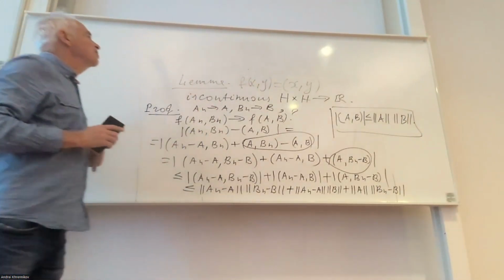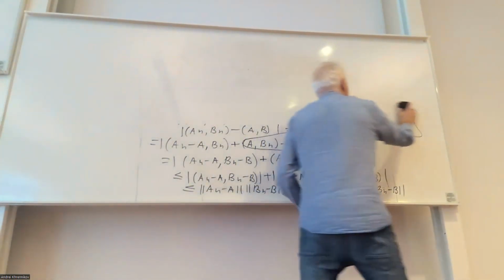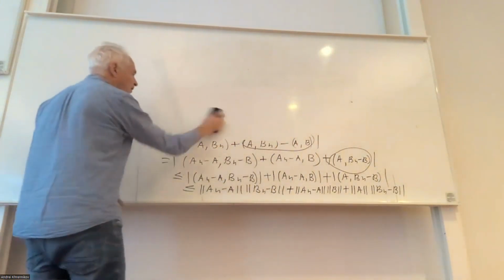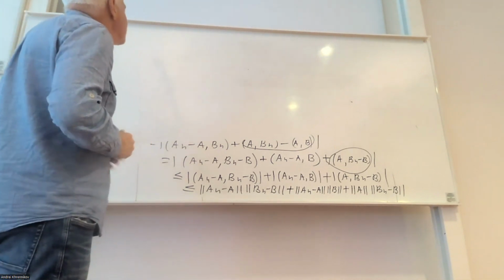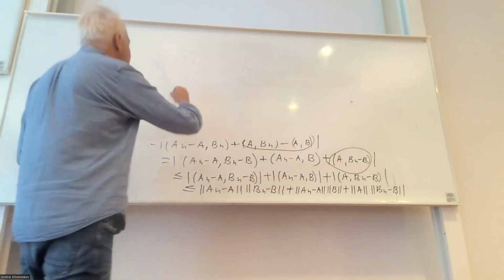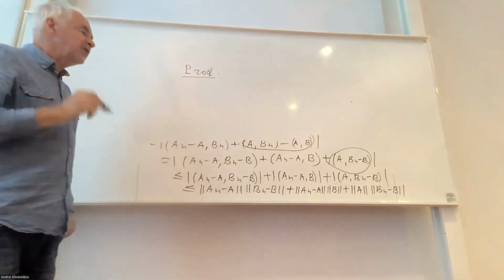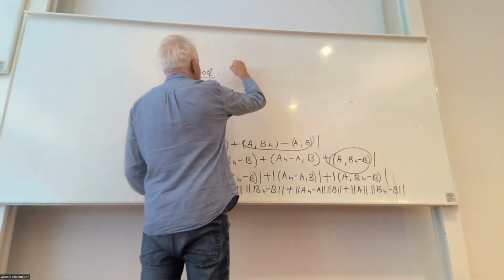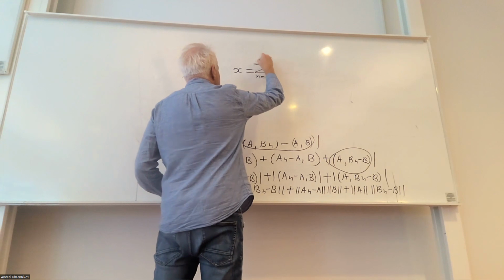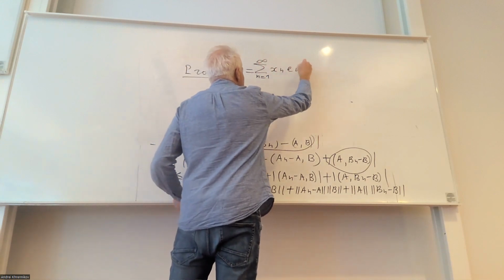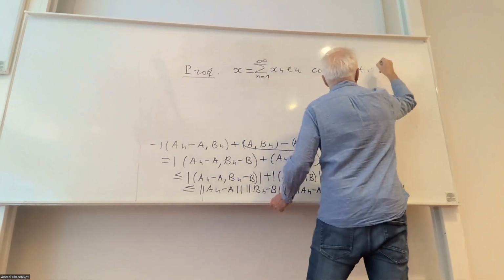So we proved this lemma that the scalar product is continuous. Now we go back to our theorem on the Bessel inequality and Parseval equality. Proof. We know that en is a basis. So we know that x is the sum from n equals 1 to infinity of xn en, convergent in H.